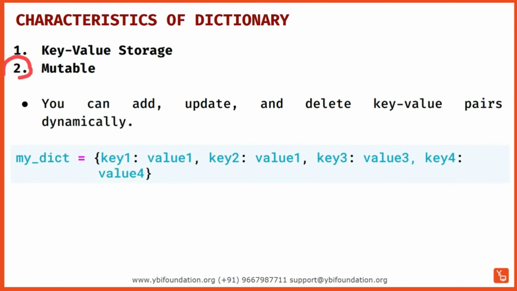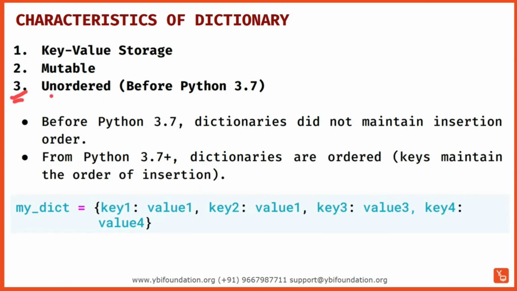The second property after key value storage is mutable. Mutable means that once created, it can be changed. After creating a dictionary using curly brackets, we can add a key value pair, or add a value to a particular key. We can update both the keys and values. We can delete key value pairs dynamically, meaning on the go. So keys, other than being in a key value storage format, are mutable, meaning they can be changed after creation. The third is that it is unordered.